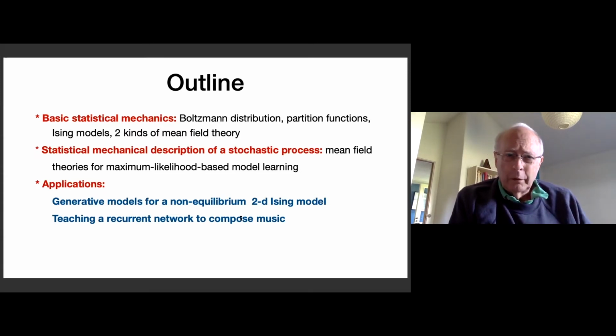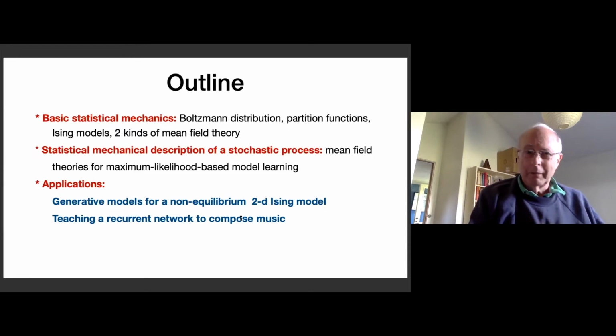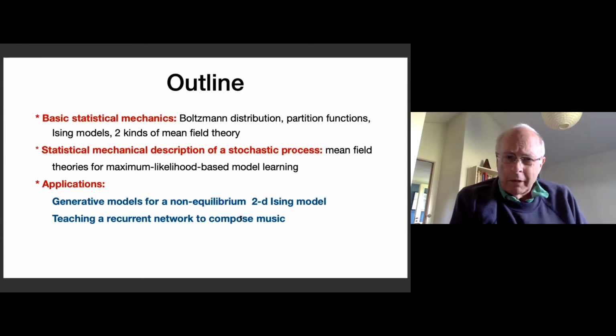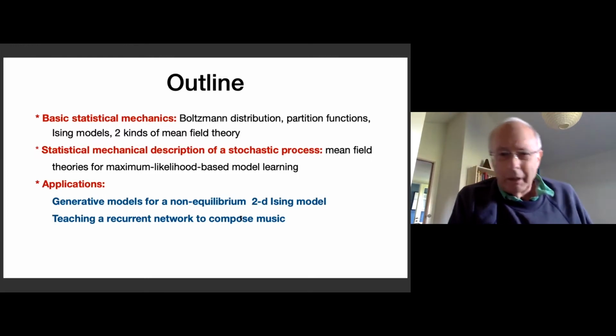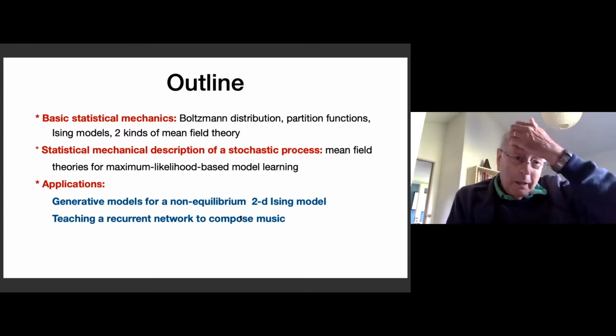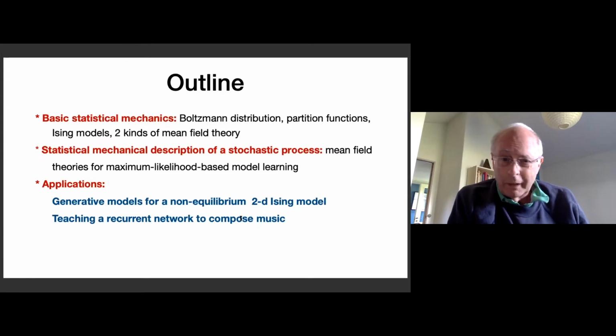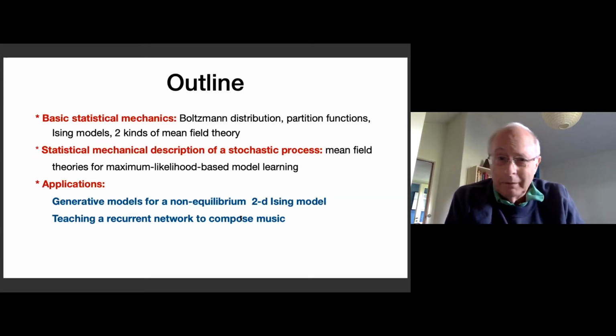And so normally statistical mechanics, if you don't specify it further, you're thinking of equilibrium things like the Boltzmann distribution, and I'll talk about partition functions, Ising models, and mean field theory. But what we really want to talk about is a dynamic thing, a stochastic process, and I'll show how you formulate that as a statistical mechanical problem. And then I'll apply that to making generative models for a peculiar and sort of interesting non-equilibrium 2D Ising model. And finally, trying to teach a recurrent network to compose music, which is the thing we're working on now.